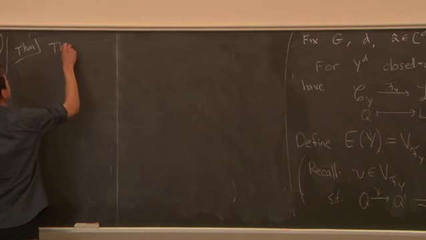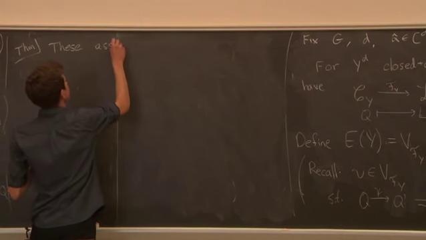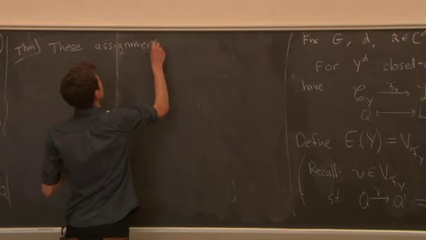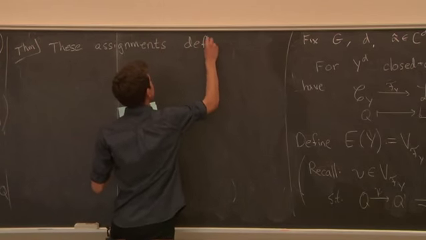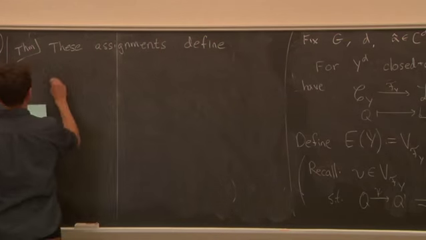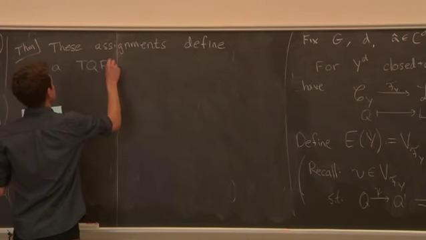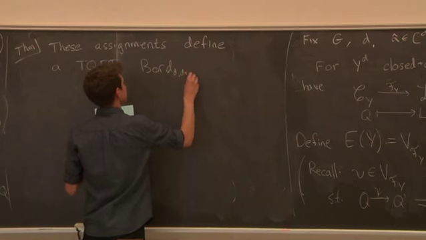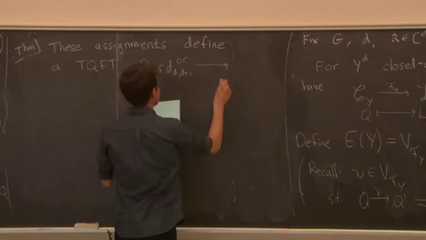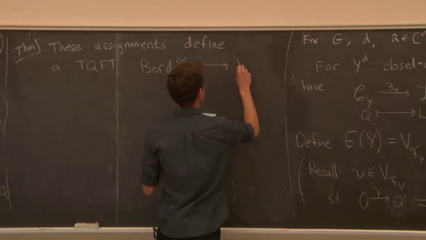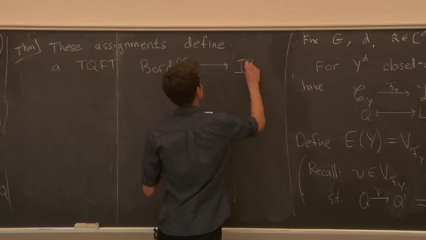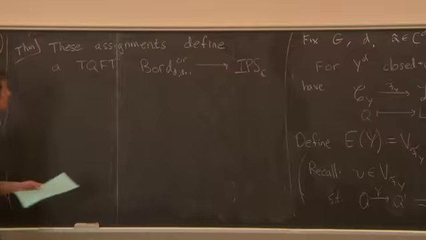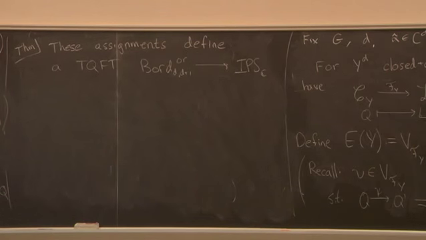And then the big theorem is that these assignments define a TQFT, so a functor from bordisms, now with just orientation, into, well, I guess complex inner product spaces. And it has the usual functoriality, orientation, additivity, and gluing properties.